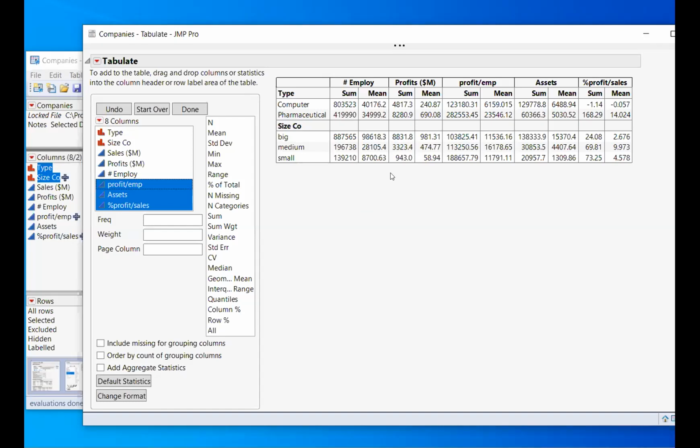The main reason is we want to see visually if there is a significant difference between groups. Do you see a significant difference between the groups of big, medium, small size companies regarding number of employees? I personally see, yes. Big companies have an average of 98,618 employees. Medium-sized companies have an average of 28,000 employees, and small companies have 8,700.